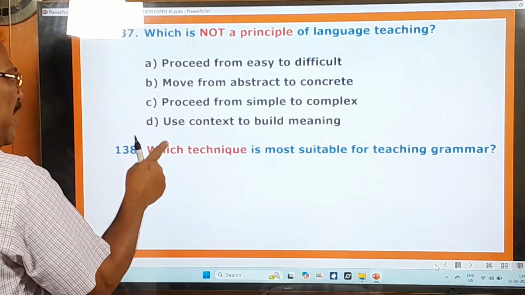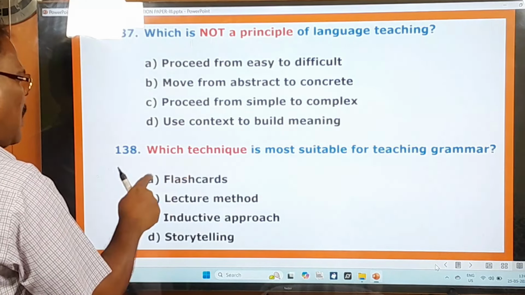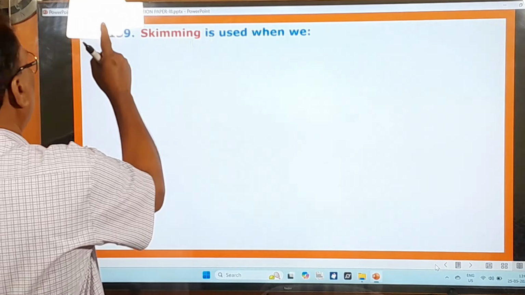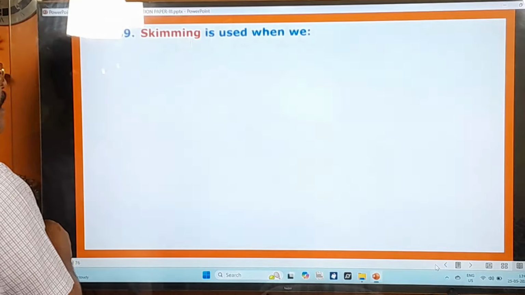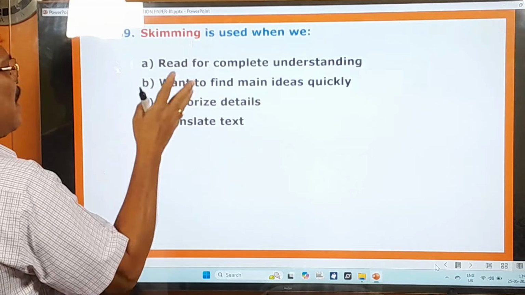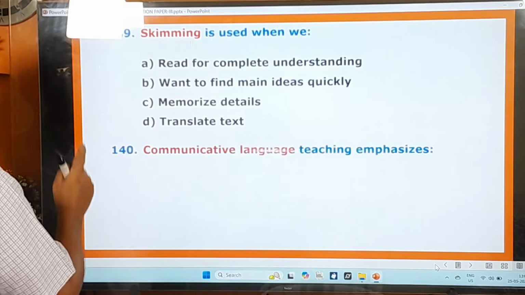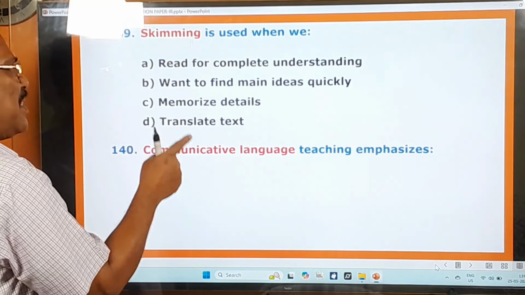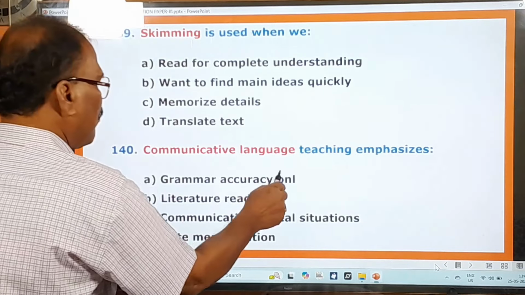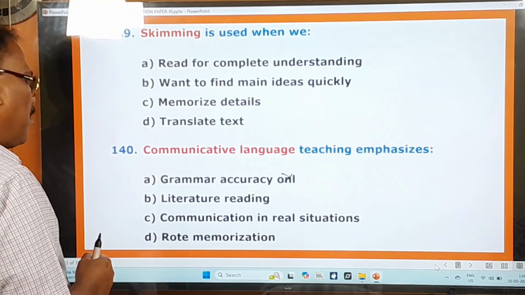138th question. Which technique is most suitable for teaching grammar? Flashcards, lecture method, inductive approach, storytelling. 139th question. Skimming is used when we read for complete understanding, want to find main ideas quickly, memorize details, translate text. 140th question. Communicative language teaching emphasizes grammar accuracy only, literature reading, communication in real situations, rote memorization.